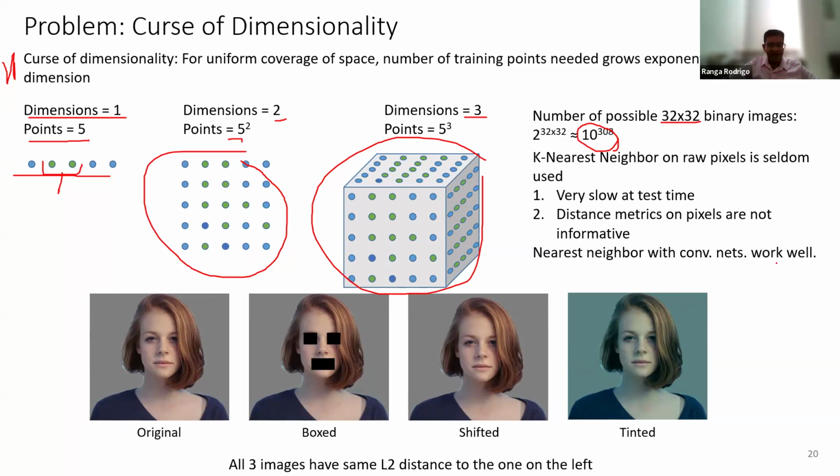Nearest neighbor with convolutional nets, of course, works well. Here is an original image, and then these are all nearest neighbors. They have the equal distance, but they are very different, right? For example, the eyes and mouth of the girl have been covered. Here some halo has been introduced. Here a color tint. But all three images have the same L2 distance from the left. So therefore you can see the distance metric is also a problem. The ability to sample the whole space of data with training examples is a problem, and the distance metric is also a problem.